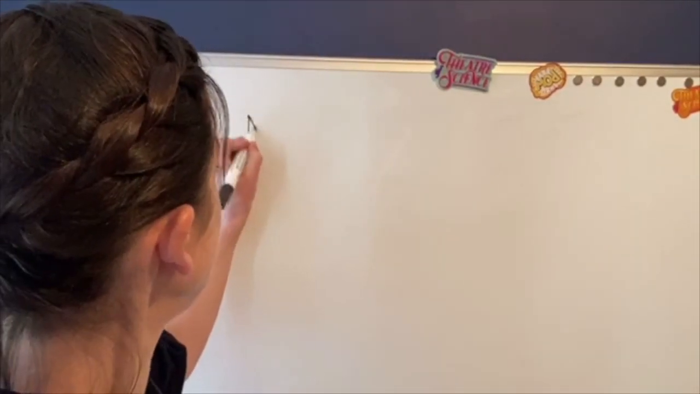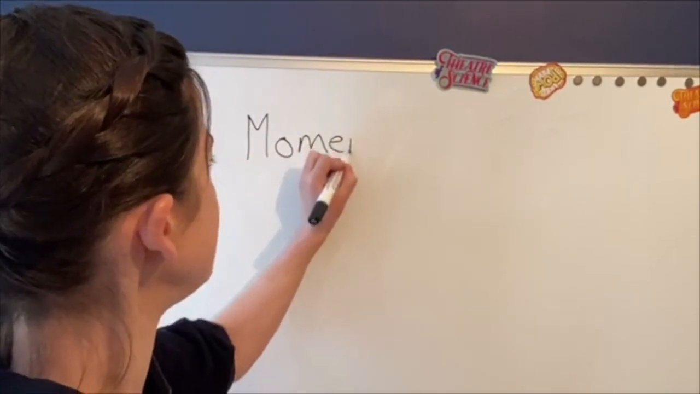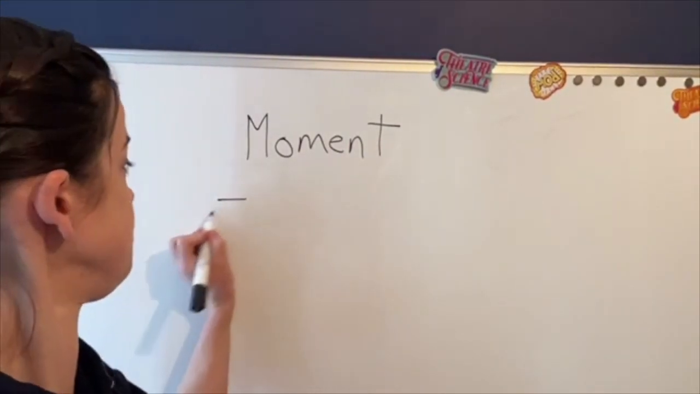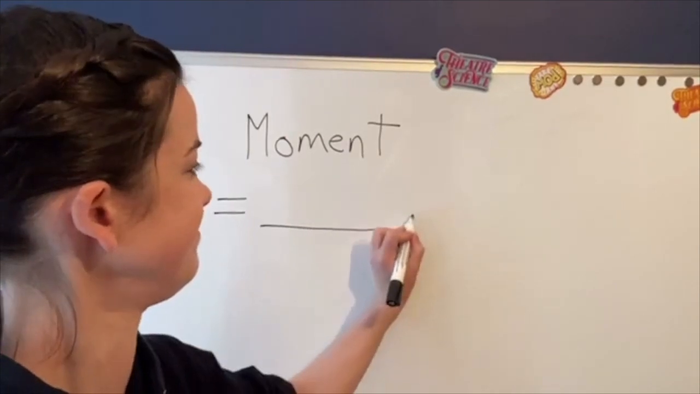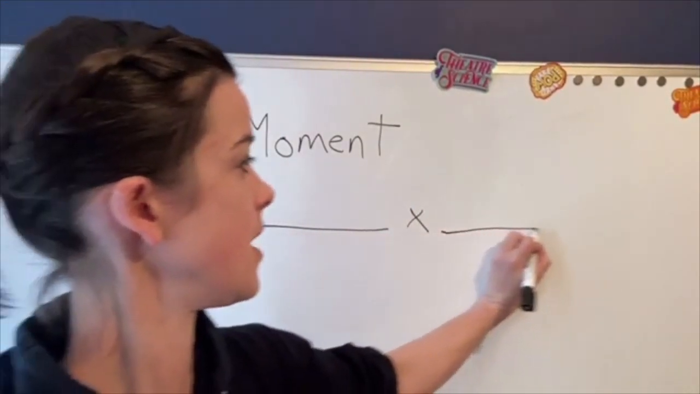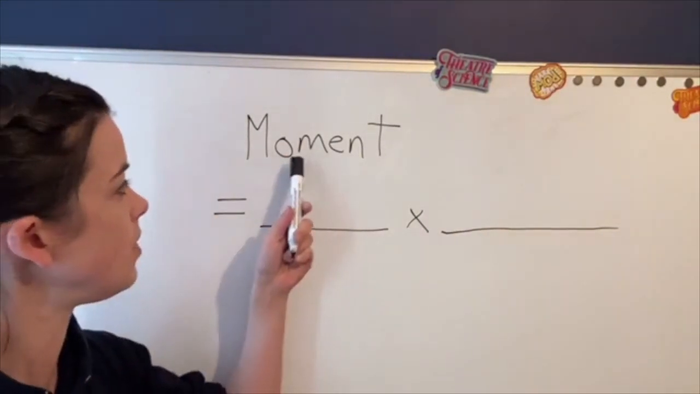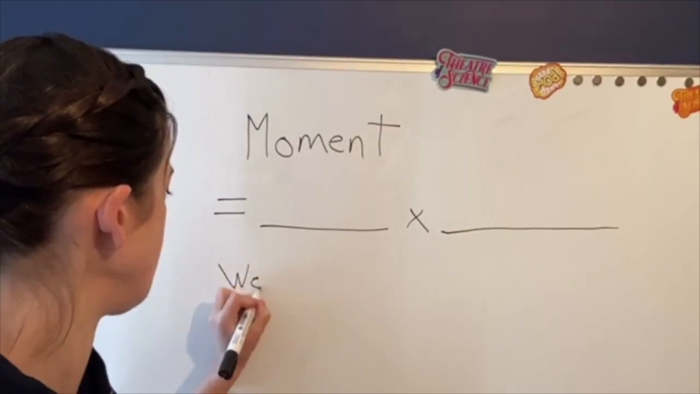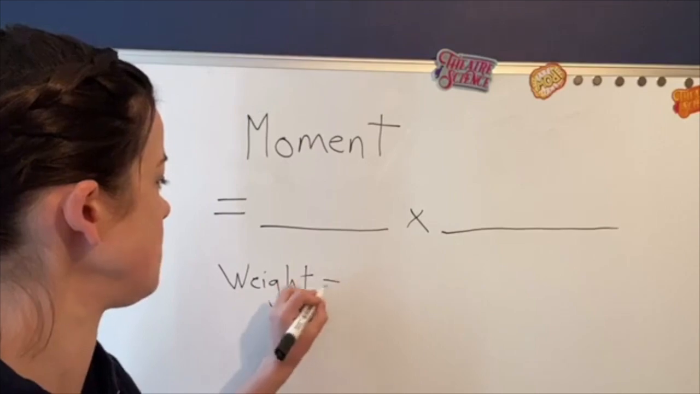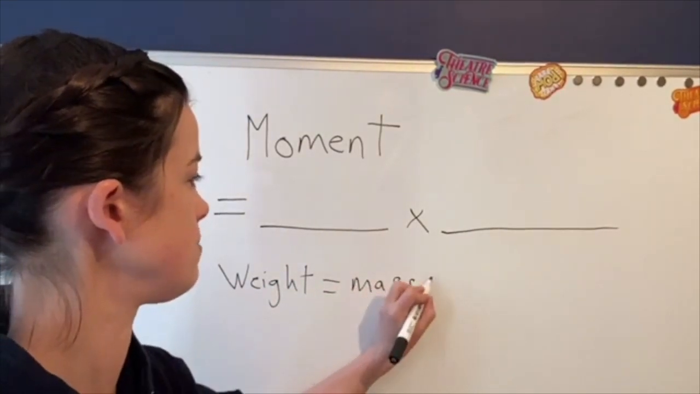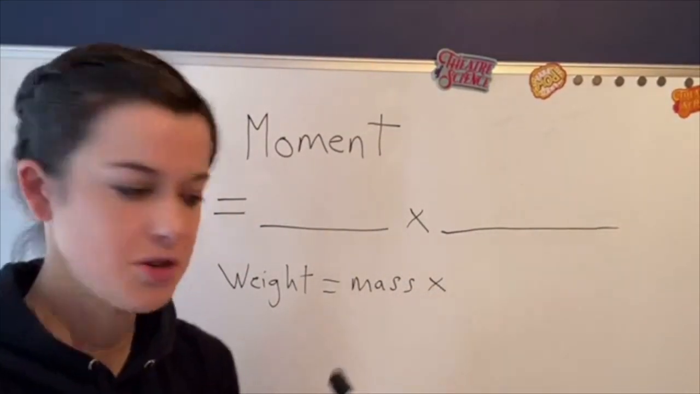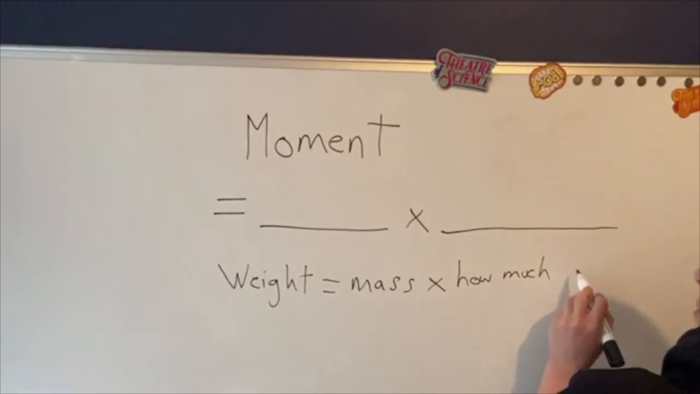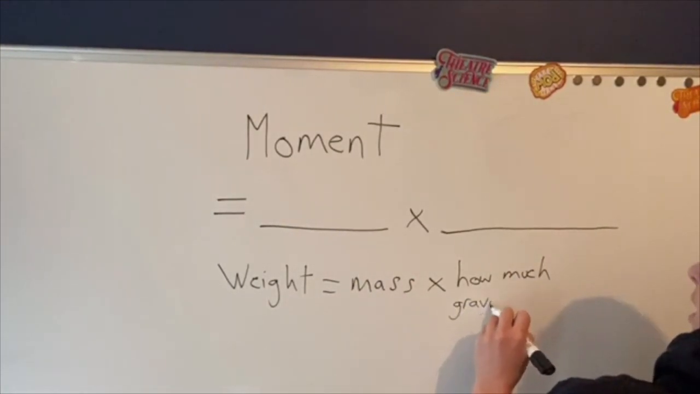So sorry, it's a really funny word, but how much something turns in physics is called a moment. And a moment equals something times something else. There you go. What changes how much something turns? So last week, for example, we looked at weight. And we said that weight was equal to mass in kilograms times how much gravity a planet has. So really big planets, more gravity. Little planets, less gravity.